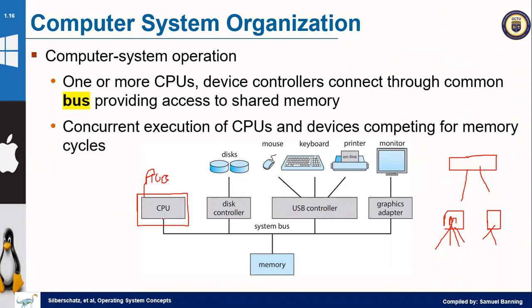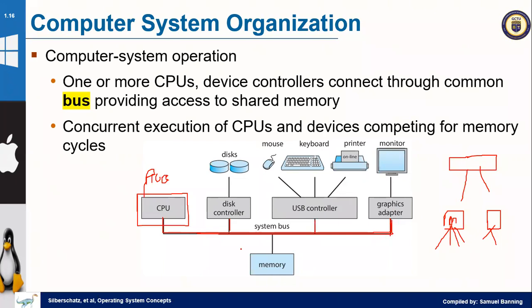The communication is done through what we call the system bus. The system bus is nothing but the communication channel, the medium through which the communication happens. So the CPU will use the bus to go to this controller. It will use the bus to go to the USB controller and all the other controllers.